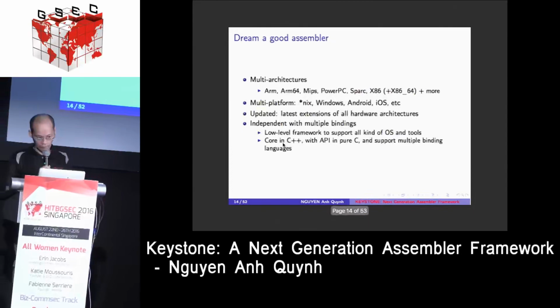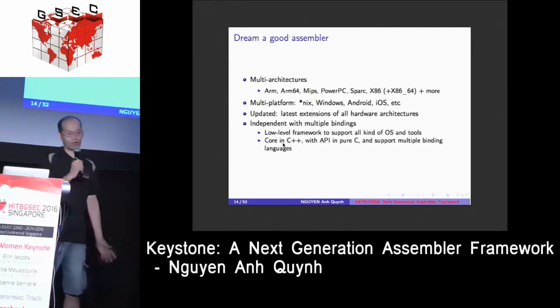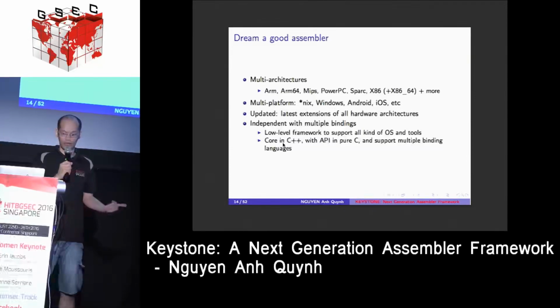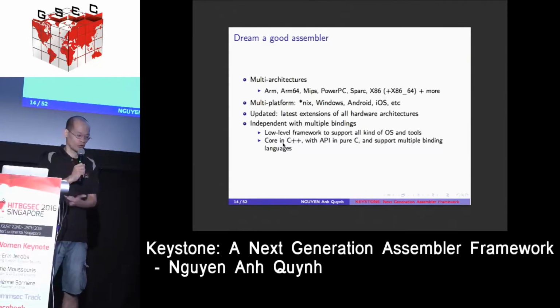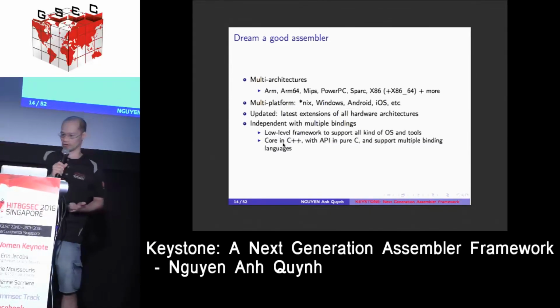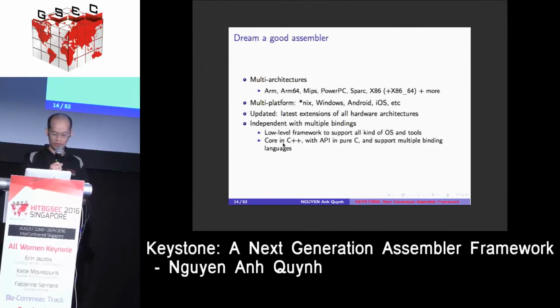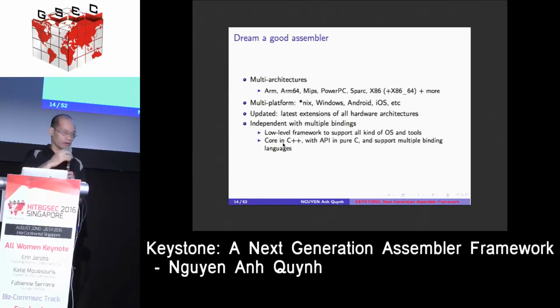So I want a good assembler which should support all types of architectures. It should be multi-platform, running on all types of OS: Windows, Linux, Mac, iOS, Android, and so on. It should support the latest instruction sets on those CPUs. It should be independent but have multiple bindings built on top of it. So the low-level framework can be built in C or C++, but with bindings built on top of that.